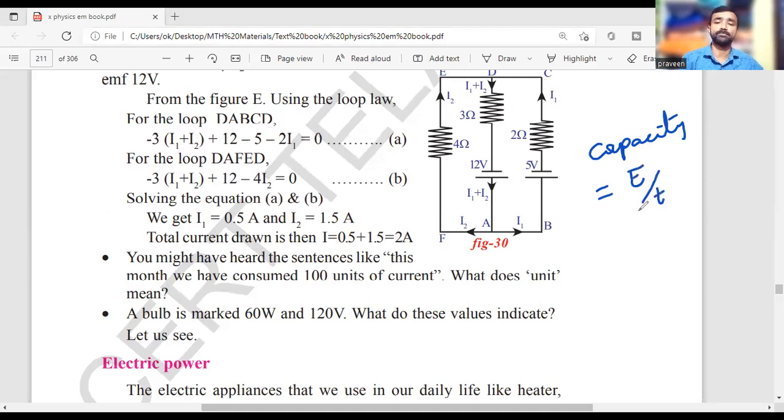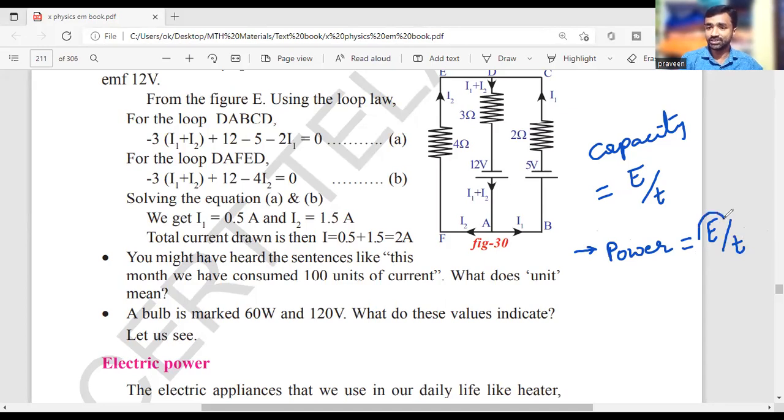Energy by time, the rate of energy utilized or used by a person to do something work. Energy is nothing but the amount of work done, simply. The ability of doing work is called as energy. So in terms of electricity, that capacity of an electric component is expressed in terms of power, right? So power is equal to the rate of energy used by the component, E by T.